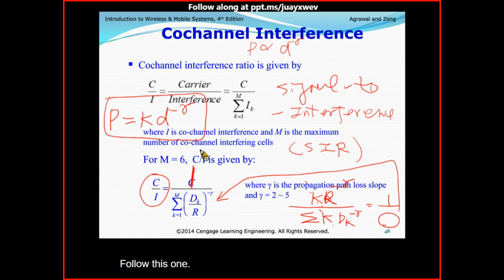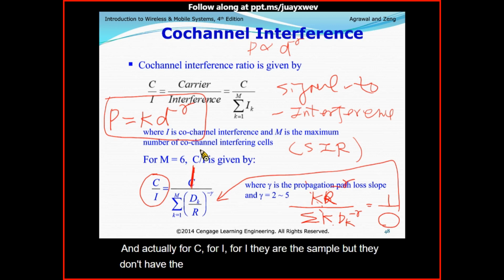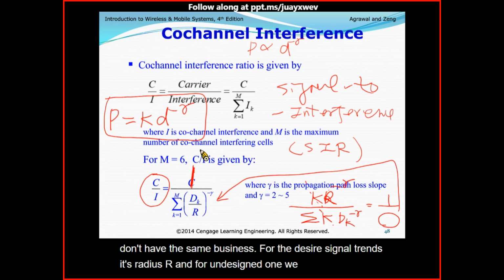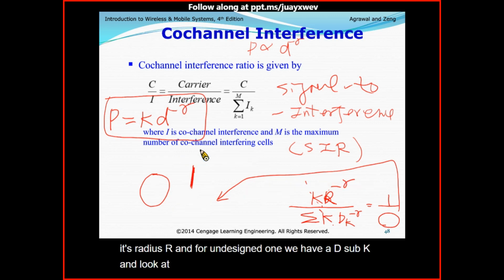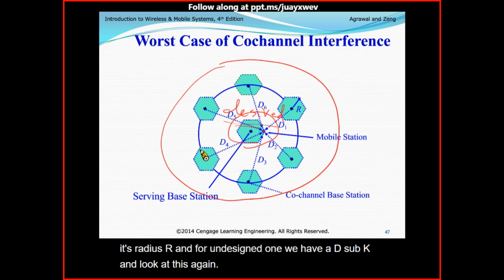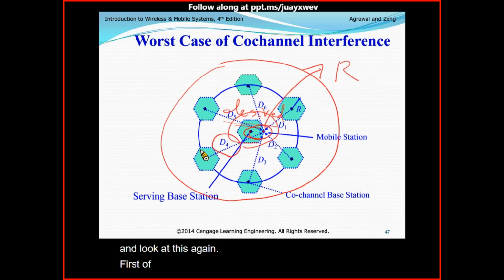And actually for C and for I, they are the same form, but they don't have the same distance. For the desired signal strength, it's radius R. And for the undesired one, we have D sub K. And look at this again. First of all, it's R. And for the others, we have D sub K. This is called the path loss model.